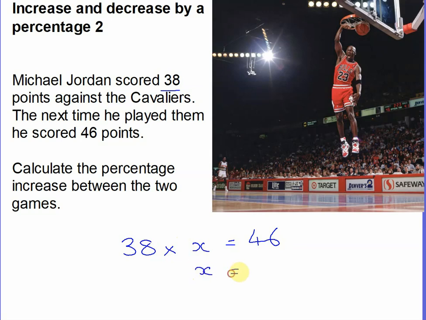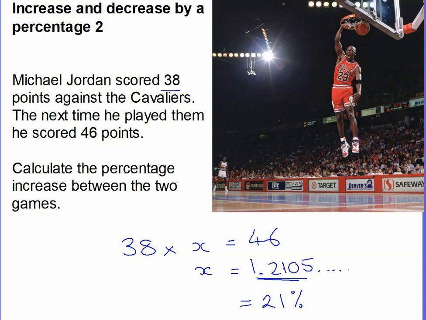So if I divide both sides by 38, it's not a particularly nice number. I get 1.2105, and so on. So that is my percentage. This bit here is my percentage increase. So there's a change by 21%. Okay, they might say 2 sig figs, 3 sig figs, whatever they say. I'm just going to go for the whole number. This is an increase of 21%.